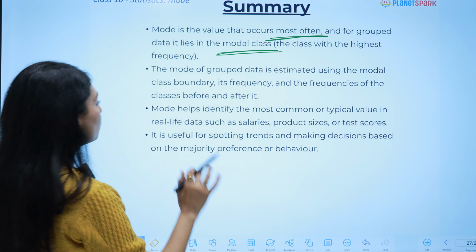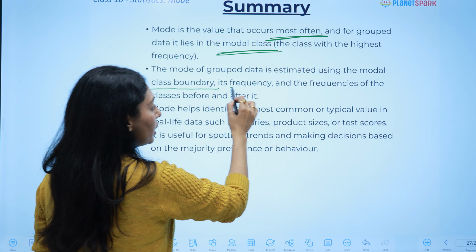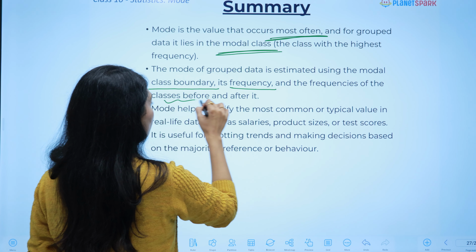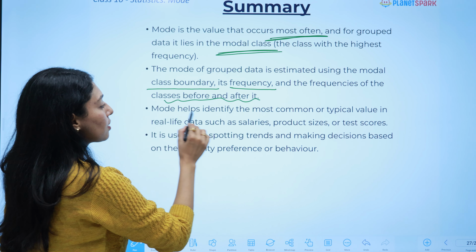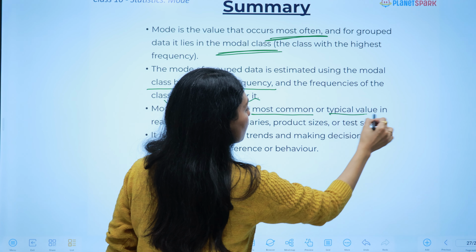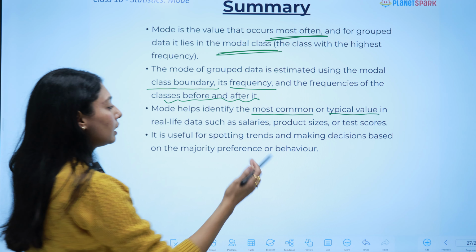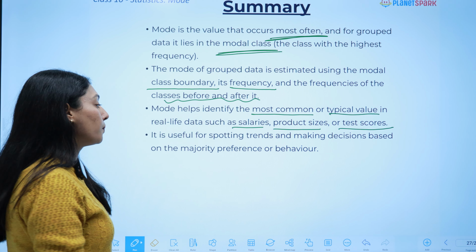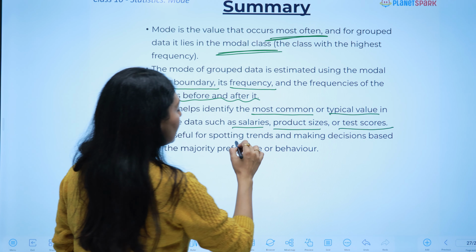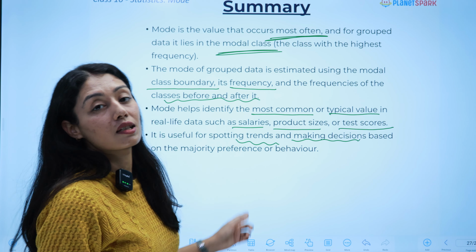Okay then. Now the mod of the group data is estimated using the model class boundary, its frequency and the frequencies of the classes before and after. ये सब use किया है हमने formula में, right everyone? It helps to identify the most common, or we can say most typical value there in the data set, right? Real life data, we can take examples of salaries, product size or test scores there. And it is useful for spotting the trends, making decisions based on the maturity, preferences or behavior.